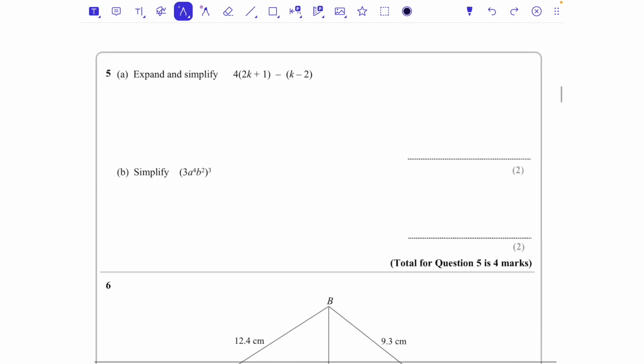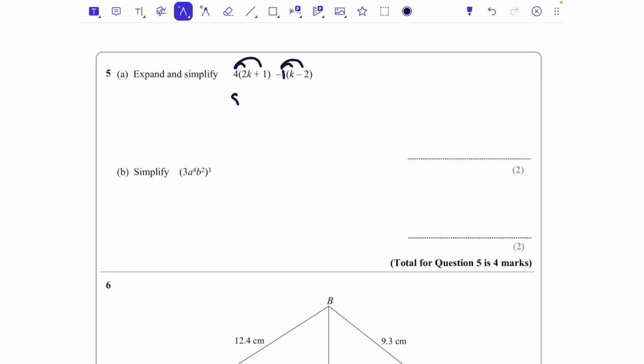Question number 5a, expand and simplify. So we're going to expand out our brackets here. Now I've been a bit sneaky with this second bracket. I've subtracted the whole bracket. Now that's the same as taking away one lot of each of the things in that bracket.